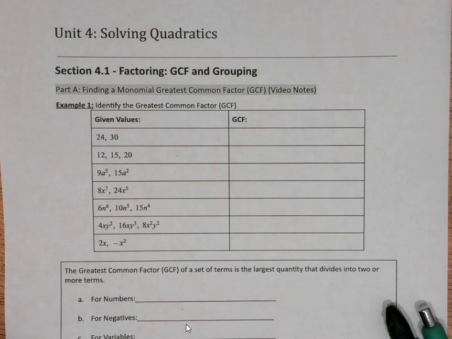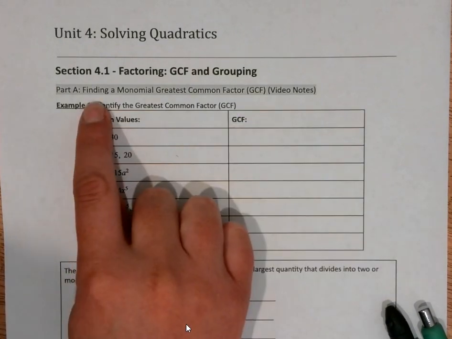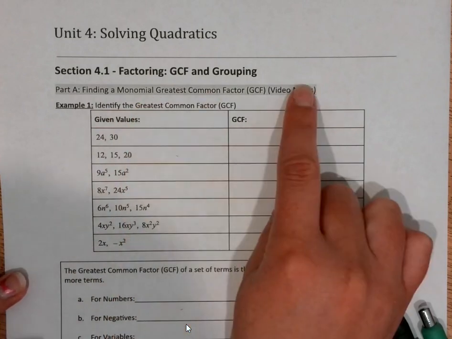This is on Unit 1. We're starting here with 4.1 on factoring out the greatest common factor, the GCF, and grouping. So our video notes here are going to be in Part A, factoring a monomial and greatest common factor.